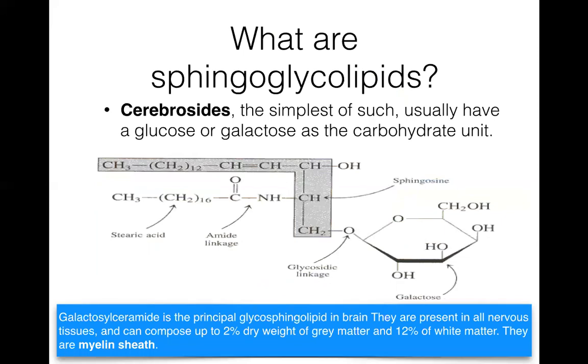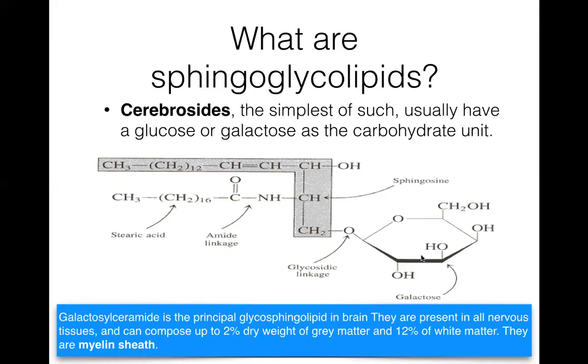So let's start first with the cerebroside, the simplest of the sphingoglycolipids. Usually they have a glucose or a galactose as a carbohydrate unit. The diagram of the structure is shown here. Like what I said earlier, the backbone is sphingosine, esterified to the amino group is a fatty acid, a saturated fatty acid such as stearic acid. And the head is a sugar, a monosaccharide. In this case, the monosaccharide is galactose.